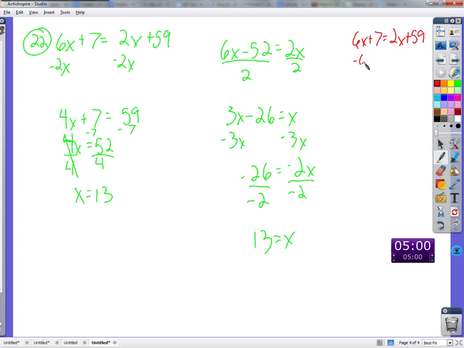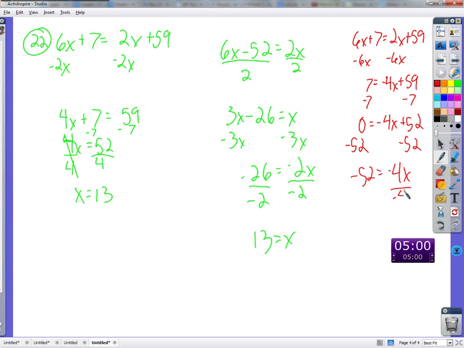And maybe subtract 6x from both sides. Okay, they did that, and they got 7 equals negative 4x plus 59. And then maybe they subtract 7 from both sides. That's totally legal. So 0 equals negative 4x plus 52. But then we got this x over here, so let's subtract 52 from both sides. So negative 52 equals negative 4x, and then divide by negative 4, and again, x equals 13.